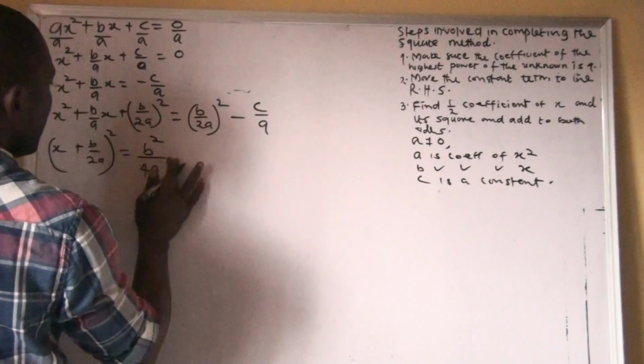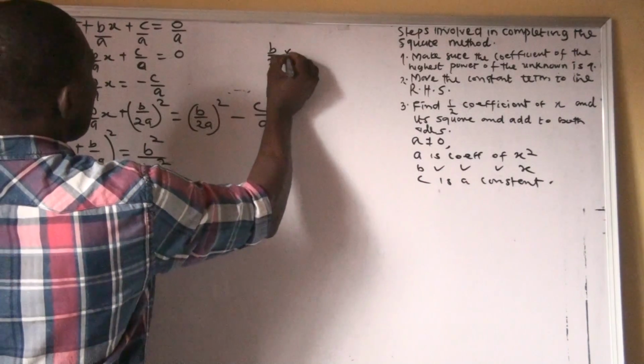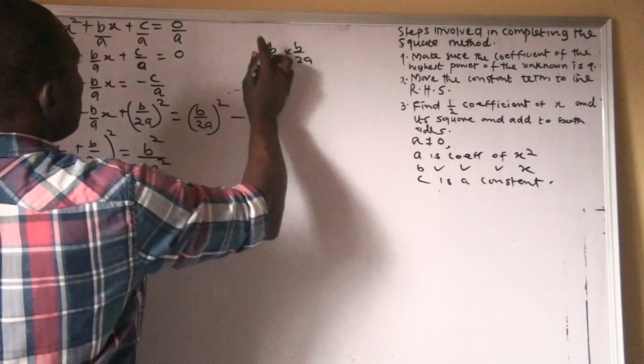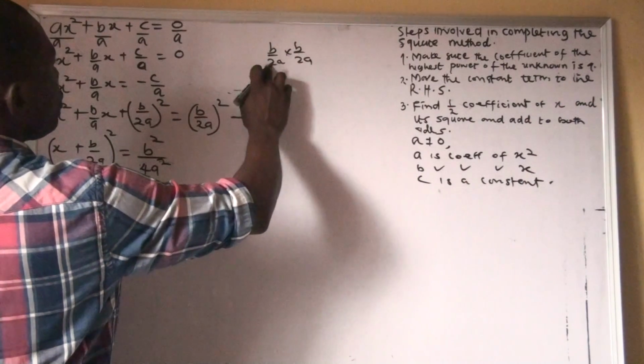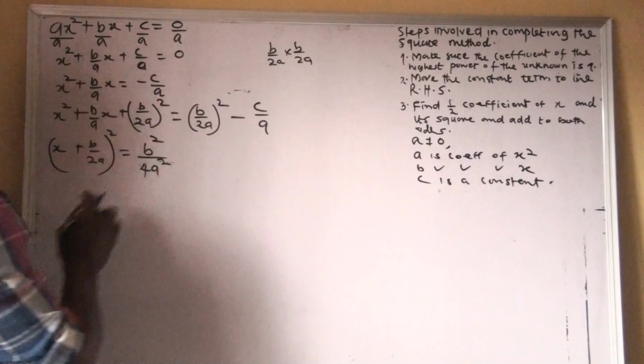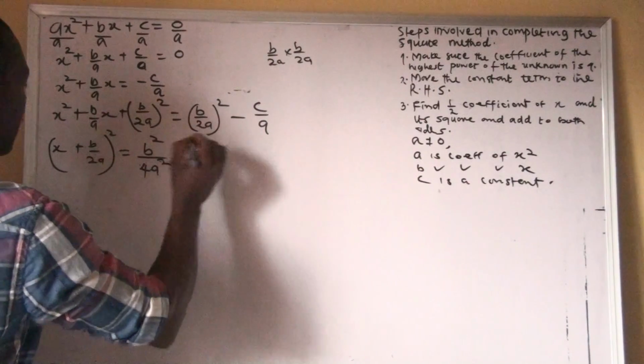So what we have just done here is we are saying b over 2a times b over 2a. b times b is b squared, 2a times 2a, 2 times 2 is 4, a times a is a squared, so that is 4a squared. Okay, minus c over a.